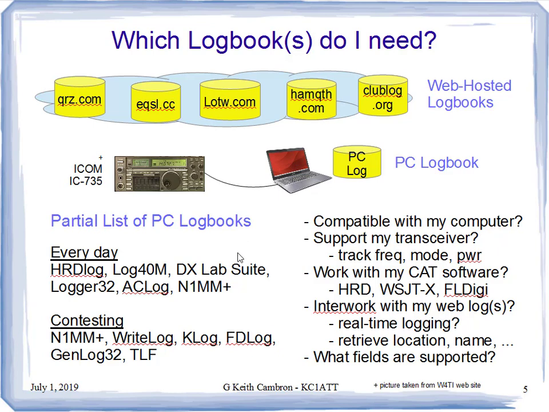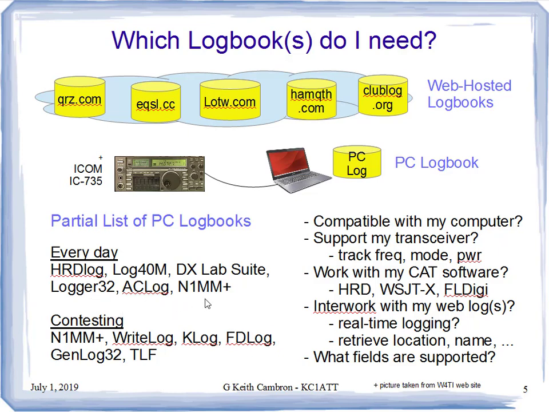There are two categories of PC logbooks: everyday logbooks and contesting logbooks. Everyday logbooks are going to be your first decision to make. There are quite a number of them out there. Ham Radio Deluxe Log is a very popular one. 40M is a popular one. DX Lab Suite is a more sophisticated one that you pay for. Most of these are free or have a free version.